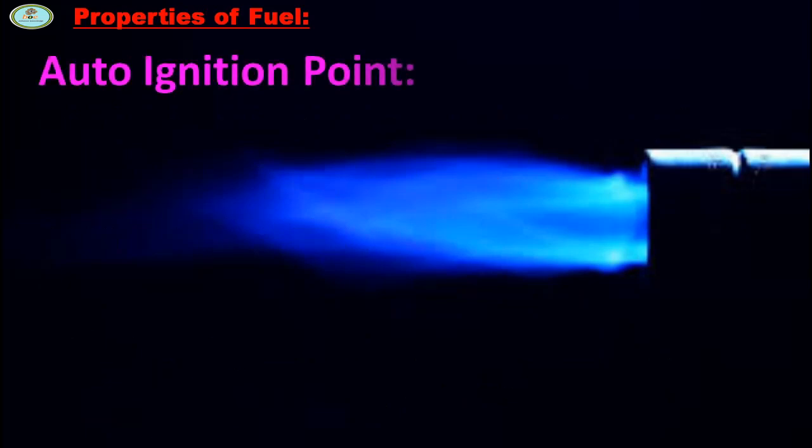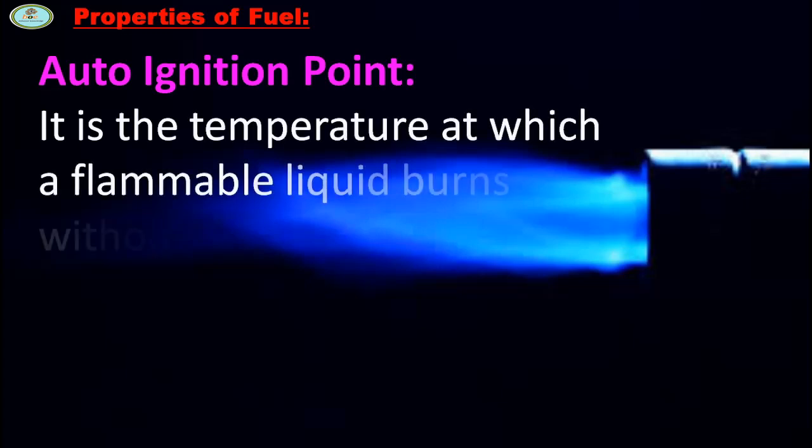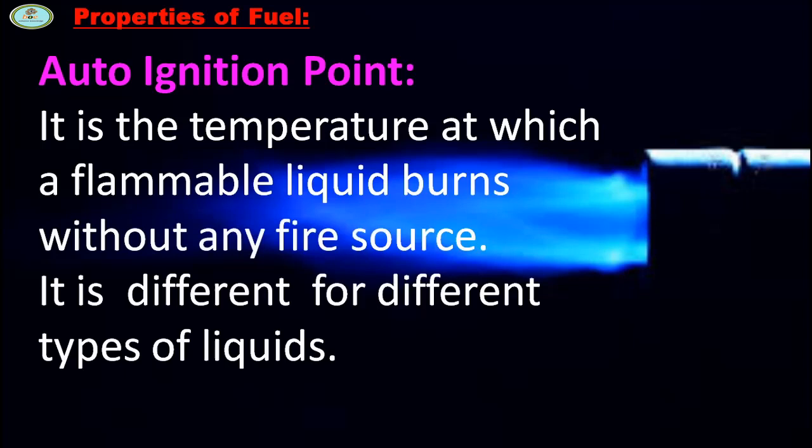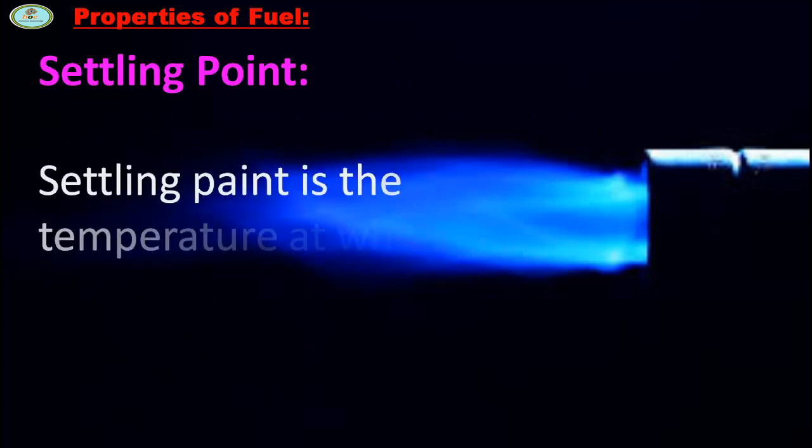Next one is auto ignition point. It is the temperature at which a flammable liquid burns without any fire source. It is different for different types of liquids. Next one is settling point. Settling point is the temperature at which oil passes from liquid to solid state. Next one is sulfur content.